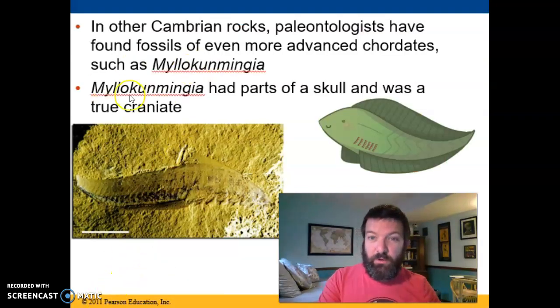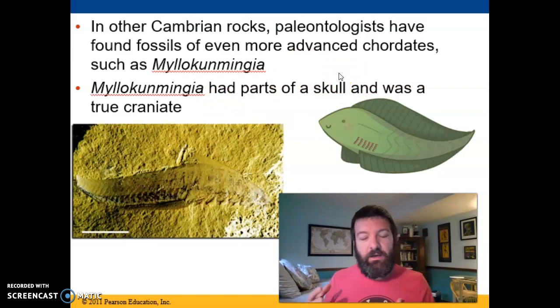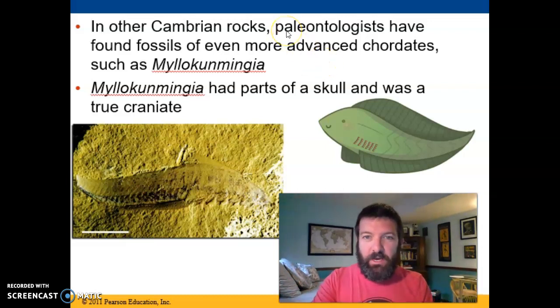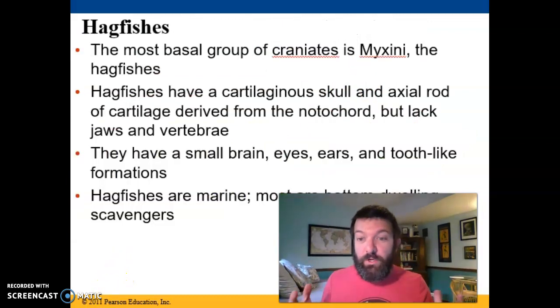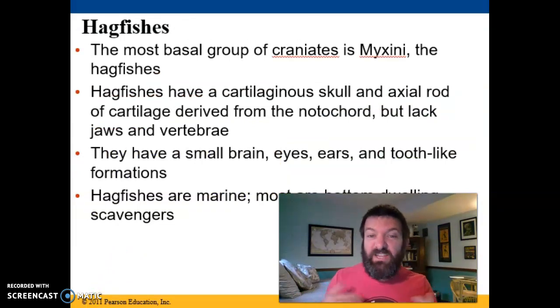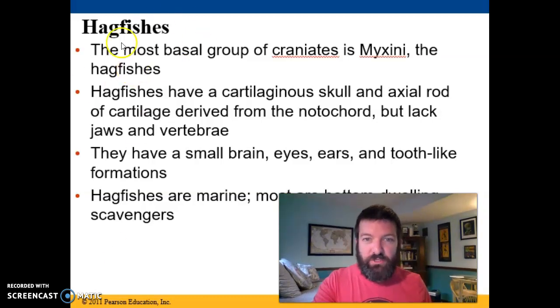And a little bit later on in the Cambrian period, Myllokunmingia even had a skull. So this is a true craniate. So the point being, I don't need you to remember the names of those 2 organisms, but all the way back even to the Cambrian period, there clearly are true craniates with heads and skulls. But I do want you to know today's living group of craniates that is the most basal, and it's Myxini, or the hagfishes. And these have a cartilaginous skull, an axial rod of cartilage that's derived from the notochord, but it's not a true vertebral column.